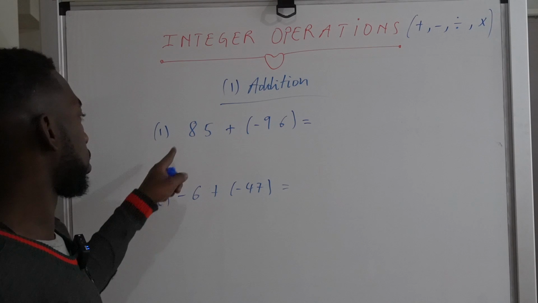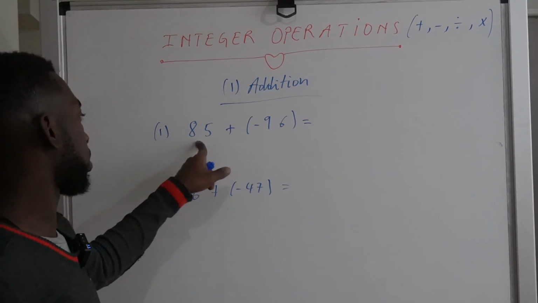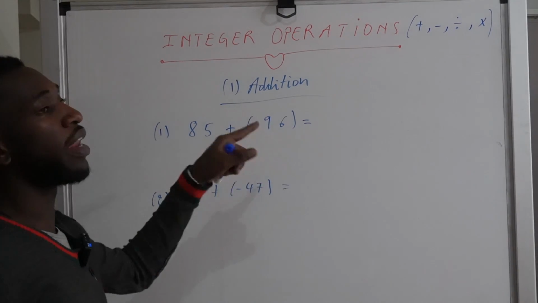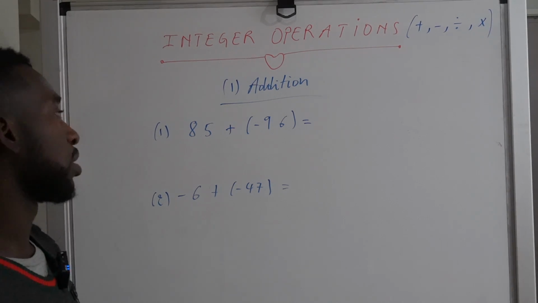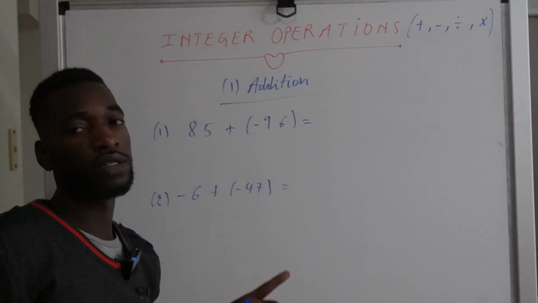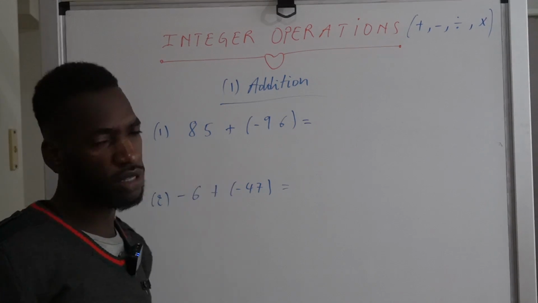The first thing that you do when you have two numbers is check the sign in front. So this is a positive number, and however we are adding a negative number, right? So we have a positive number and we are adding a negative number, and the negative number is greater than the positive number.